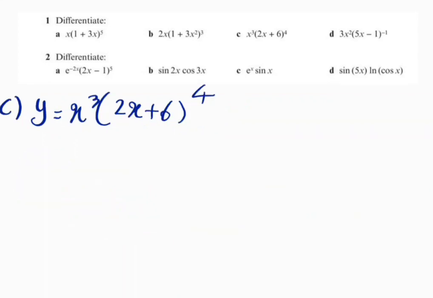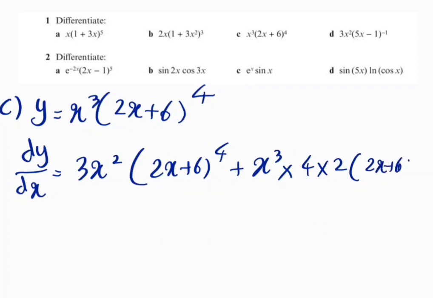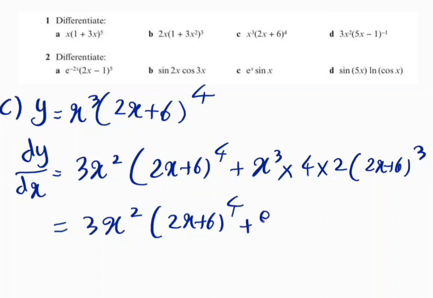C, y is equal to x cubed times (2x plus 6) to the power of 4. Again, the same process. We differentiate the first bit, which is 3x squared, times the second bit, (2x plus 6) to the power of 4. And now plus the first bit times the derivative of the second bit, which is 4 times 2 times (2x plus 6), the power of that minus 1, which is 3. We can simplify this: 3x squared times (2x plus 6) to the power of 4. Now here we have 8x cubed times (2x plus 6) to the power of 3.